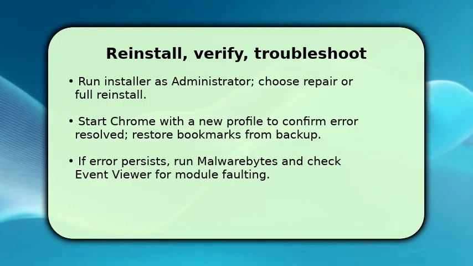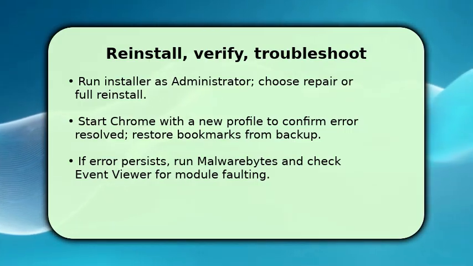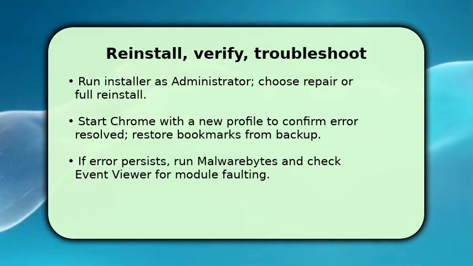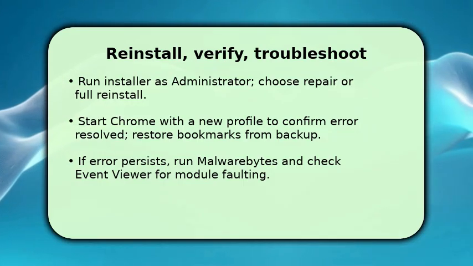Once installed, start Chrome with a new temporary profile to confirm the bad image error is gone, then re-enable sync or import bookmarks. If problems remain, run a full malware scan and inspect Event Viewer's application log for the faulting module name. This points to leftover malicious or third-party DLLs. If you see a specific DLL, remove or update the associated software and repeat the reinstall.